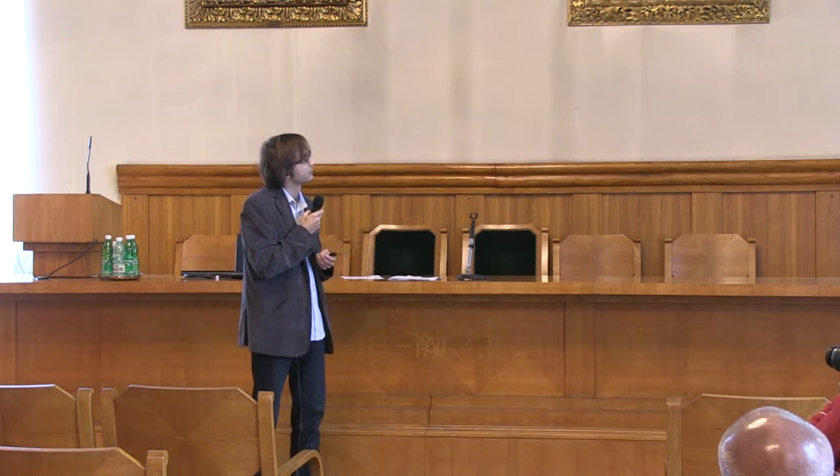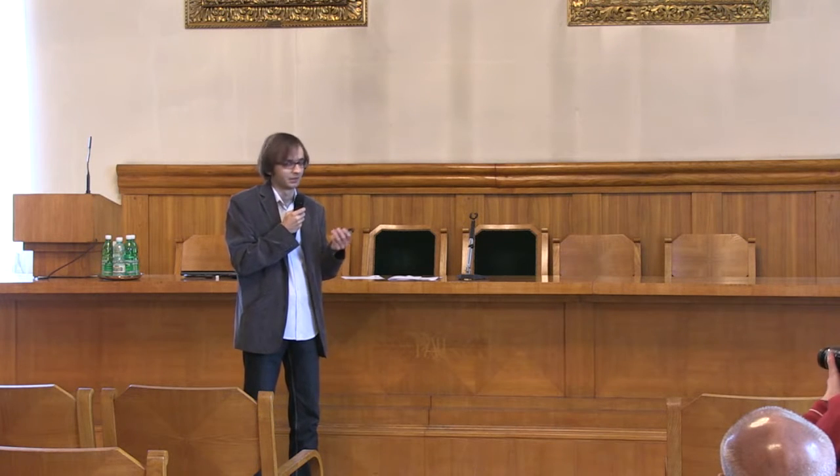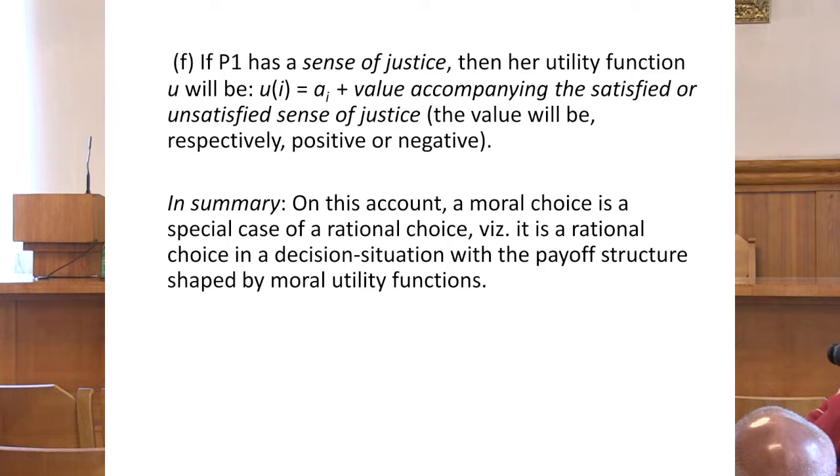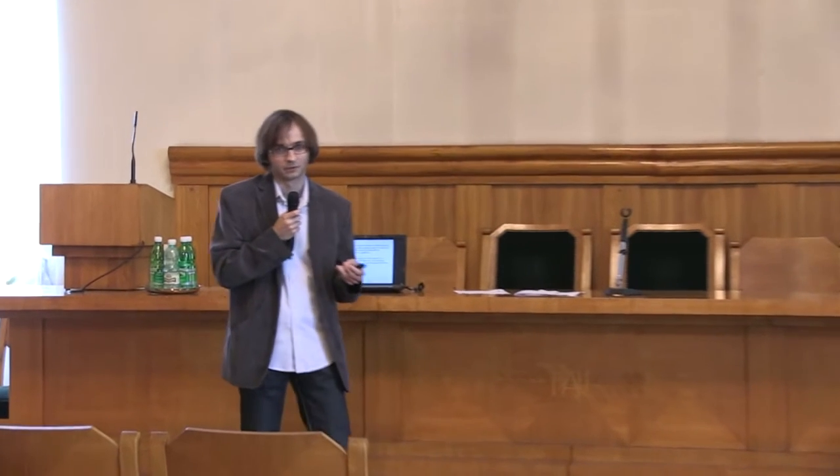One can also go so far as to analyze the player with a sense of justice in the following, perhaps a bit artificial way. If player 1 has a sense of justice, then her utility function contains a certain parameter which reflects her emotion accompanying the satisfied or unsatisfied sense of justice. In summary, on this first account, this imperialistic account, which is a form of manifestation of belief in the universal application of rational choice theory, a moral choice is a special case of a rational choice. Namely, it's a rational choice in a decision situation with the payoff structure shaped by a moral utility function. So it's a very simple way of arguing for this claim that rational choice theory is sufficiently general to model also all types of moral choices.